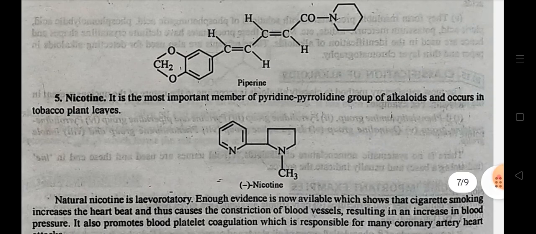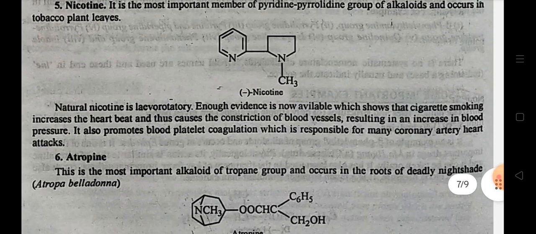Fifth one is nicotine. It is the most important member of pyridine-pyrrolidine group of alkaloids and occurs in tobacco plant leaf. Natural nicotine is levorotatory. Enough evidence is now available which shows that cigarette smoking increases the heartbeat and thus causes a constriction of blood vessels, resulting in an increase in blood pressure. It also promotes blood platelet coagulation, which is responsible for many coronary artery heart attacks.